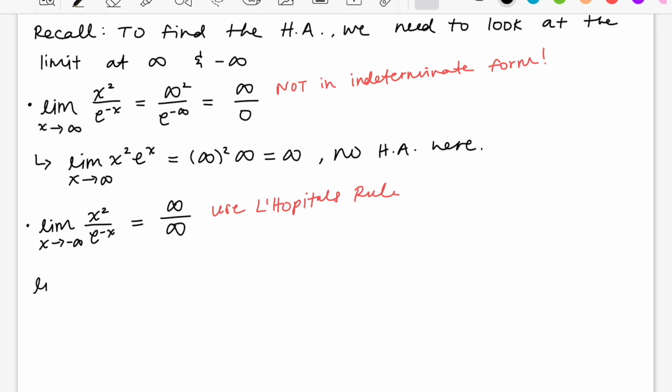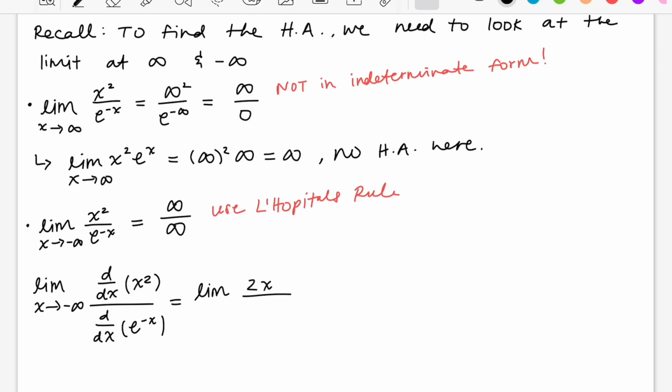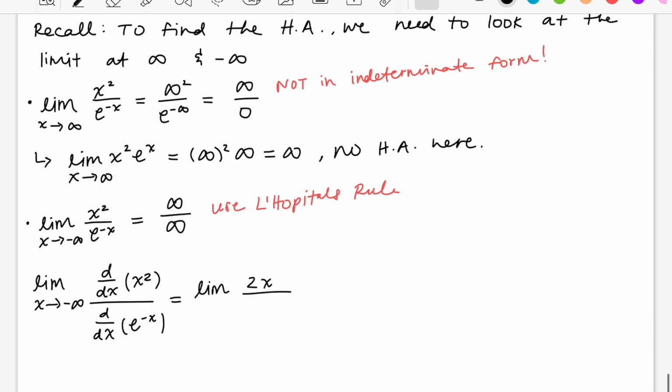So let's take the derivative of x squared and e to the negative x as x approaches negative infinity. So you know the derivative of x squared is just going to be 2x, and here we have chain rule. We're going to use chain rule again because our outside function is e to the x and our inside function is negative x. Okay. So we're going to take the derivative of our outside function evaluated at our inside function, which is just e to the negative x, and then we have to multiply by the derivative of our inside function, which is going to be negative 1.